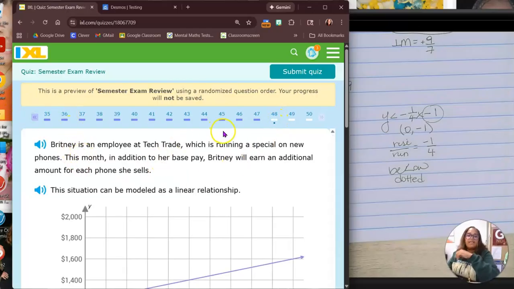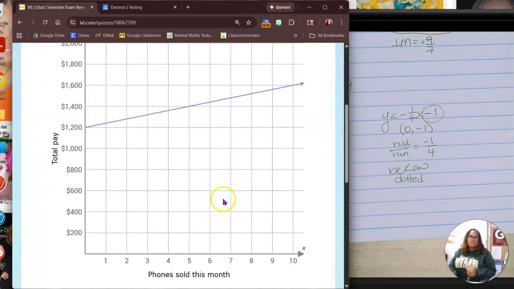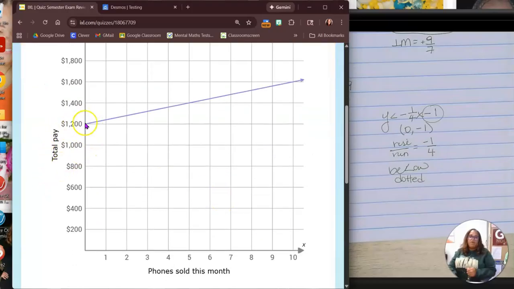48. Brittany is an employee at Tech Trade, which is running a special on new phones. This month, in addition to her base pay, Brittany will earn an additional amount for each phone she sells. This situation can be modeled as a linear relationship. Her total pay, right now her base pay is $1,200, okay? And then as she sells more phones, her pay goes up. At 0 phones, she has $1,200, but after 10 phones, she gets an extra $400.